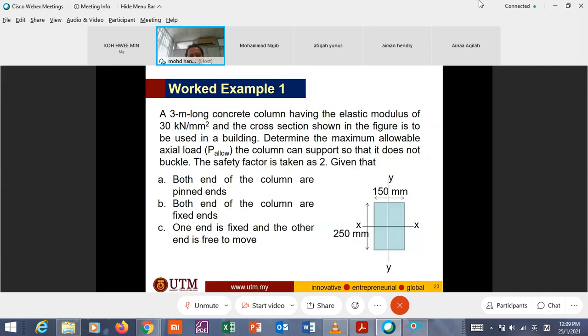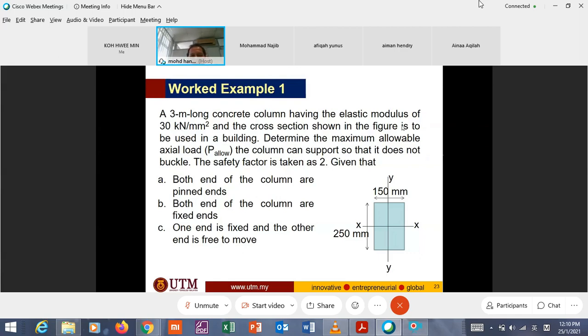For concrete, the E value varies depending on the type, the grade of concrete. It is normally 30 kilonewton per millimeter squared for normal concrete. For steel it is normally 200. For steel it is quite uniform, quite consistent. Different types of steel, but the E value is in between 195 and 205. So be careful, this one is 30.